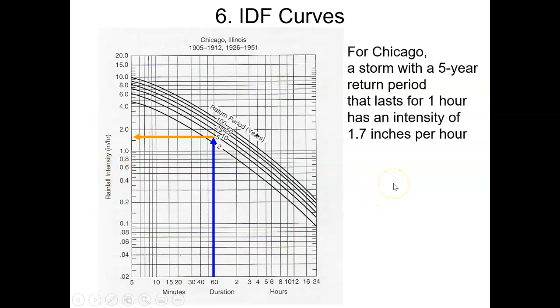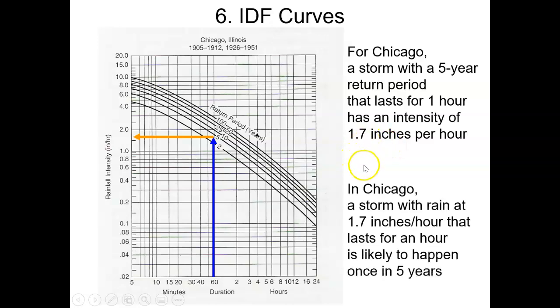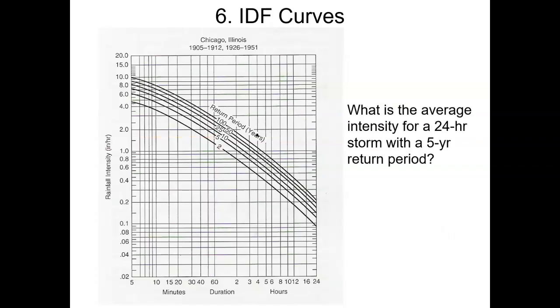So for Chicago, a storm with a 5-year return period that lasts for 1 hour has an intensity of 1.7 inches per hour. Or the other way to look at it is, in Chicago, which is Milwaukee's largest suburb, a storm with rain at 1.7 inches per hour that lasts for an hour is likely to happen about once every 5 years. And there's an IDF exercise I'll have you do after this, but I'll do a separate little video walking through that.